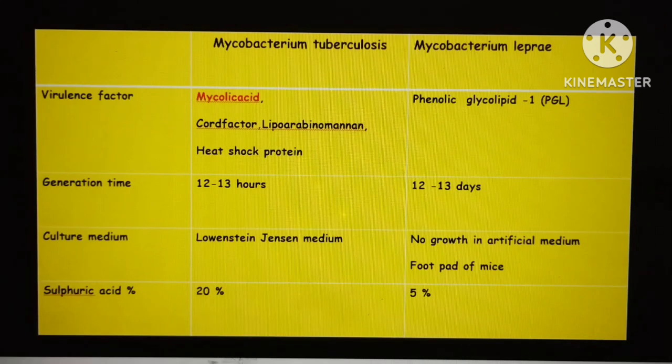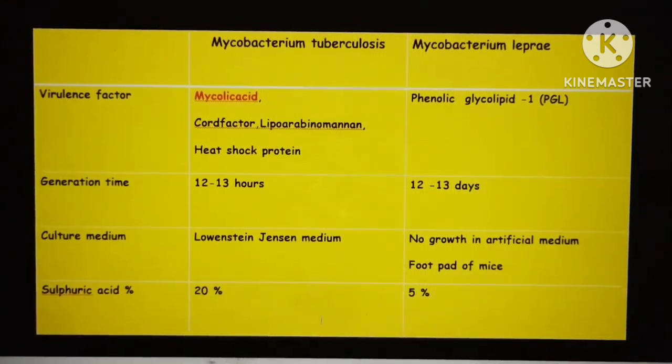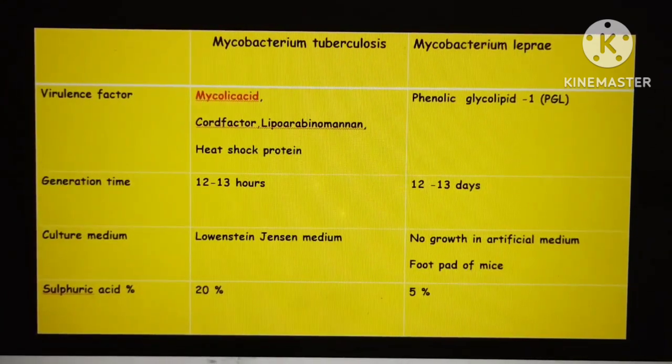Here the virulence factors for tuberculosis are mycolic acid, cord factor, lipoarabinomannan and heat shock protein. The primary important virulence factor is mycolic acid, whereas in leprae it is phenolic glycolipid. Coming to the generation time, here it is 12 to 13 hours, here it is 12 to 13 days. The culture medium is Lowenstein-Jensen medium.